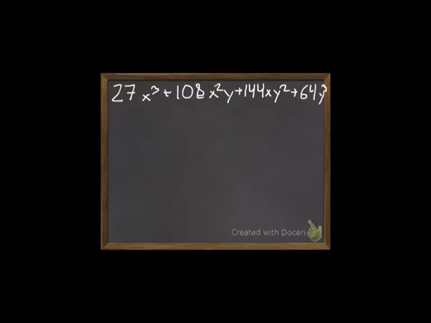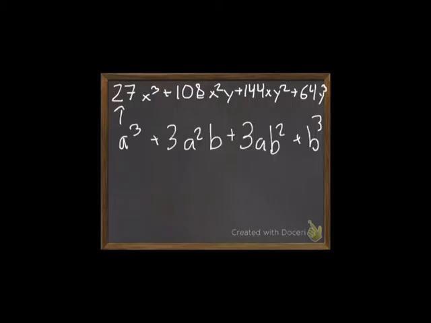So our next problem is 27x cubed plus 108x squared y plus 144x y squared plus 64y cubed. We check if this is a special product, if there is a special product formula, which in this case there is.